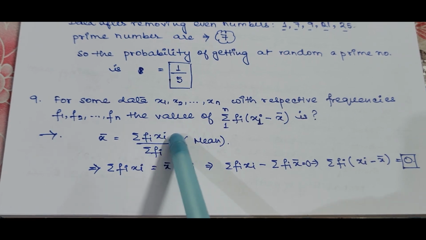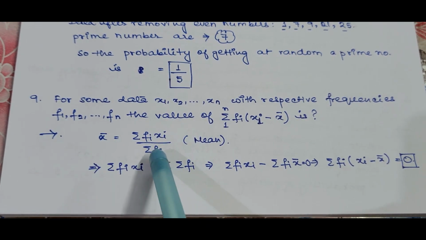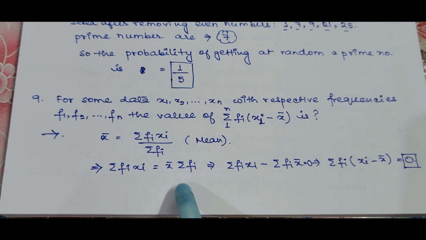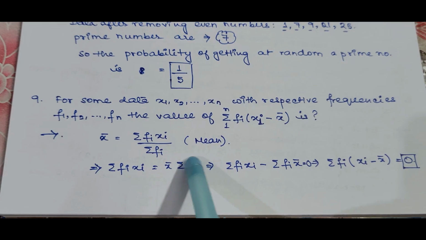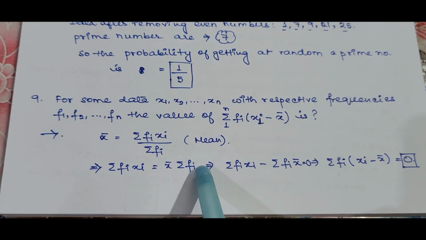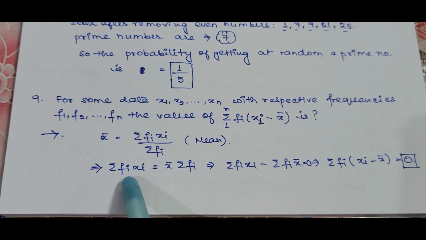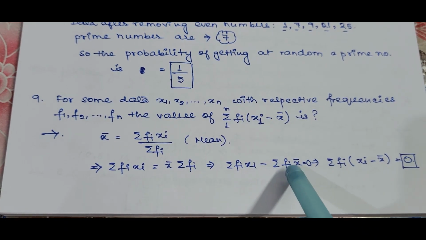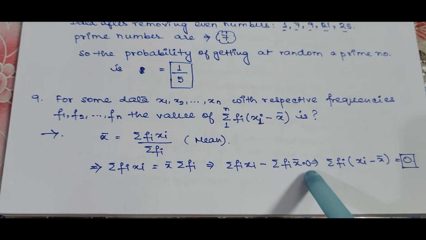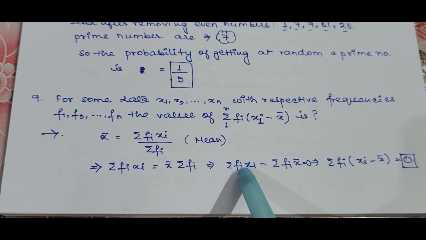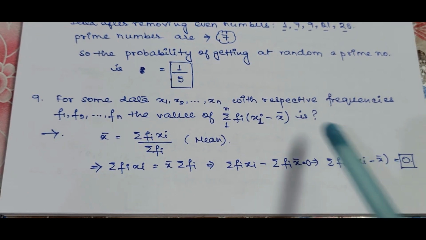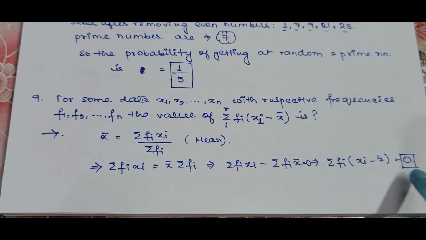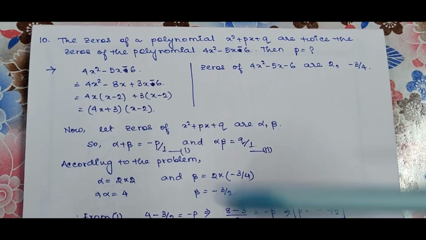Now, keeping the summation of fi xi and multiplying this x bar with the summation of fi, we get this. Now, this x bar is independent of this i and this summation runs over this i. So, we can take this x bar inside and hence we get summation of fi xi minus summation of fi x bar. Taking this term to the left, we get summation of fi xi minus summation of fi x bar is equal to 0. Now taking the summation of fi common, we get summation of fi into (xi minus x bar). This is the thing which is required, whose value is 0. Okay. So hopping on to question number 10.